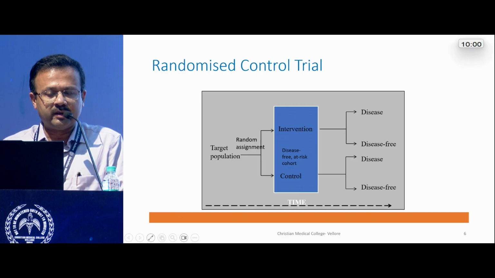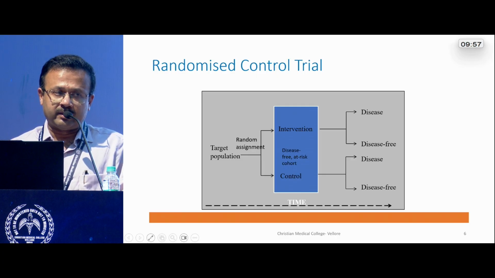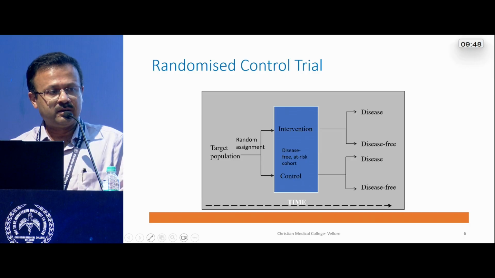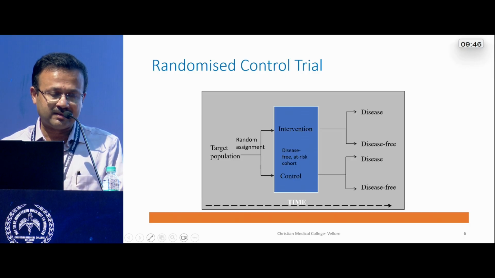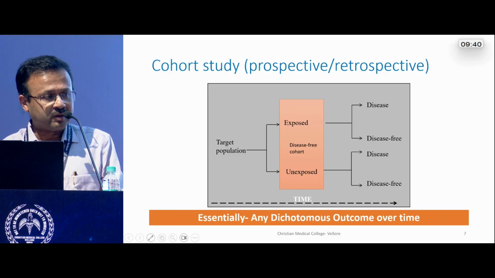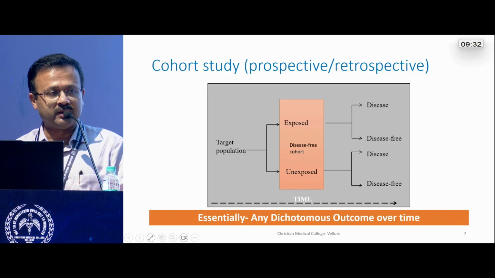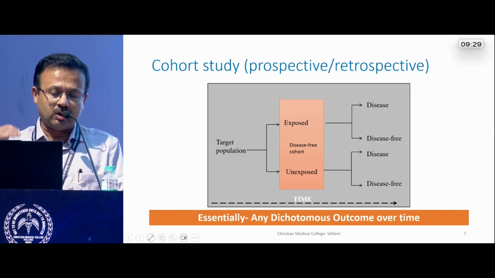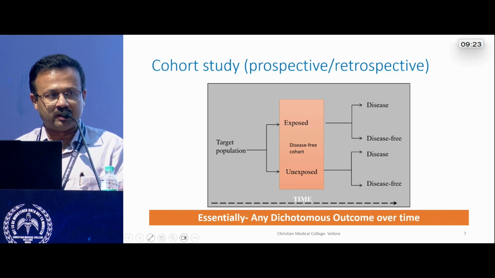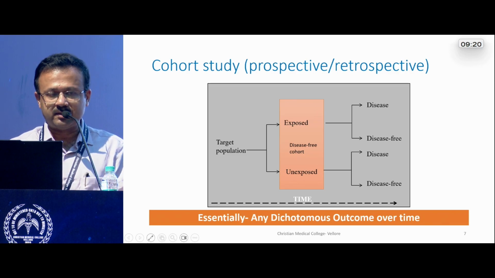Even in patients with, say, acute pancreatitis, you are looking at prevention of necrosis or prevention of infection. So with your intervention, whether the patient was diseased or disease free. So no infection versus infection. So any dichotomous variable. It can be used not only in randomized prospective studies, it can be used in cohort studies, which can be prospective or retrospective, where you can look at exposed and unexposed population, whether they develop a disease or do not develop a disease over a period of time. So essentially, any dichotomous outcome over a period of time can be looked at in survival analysis.